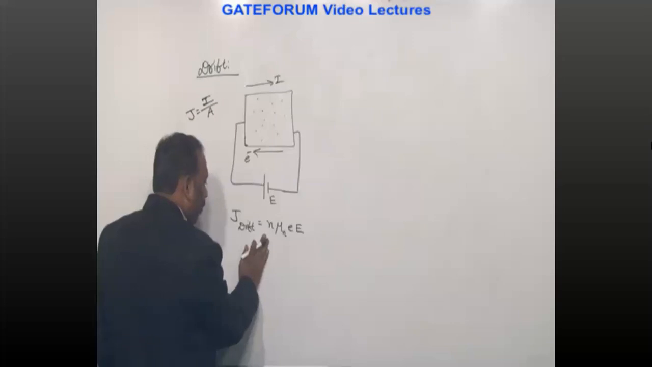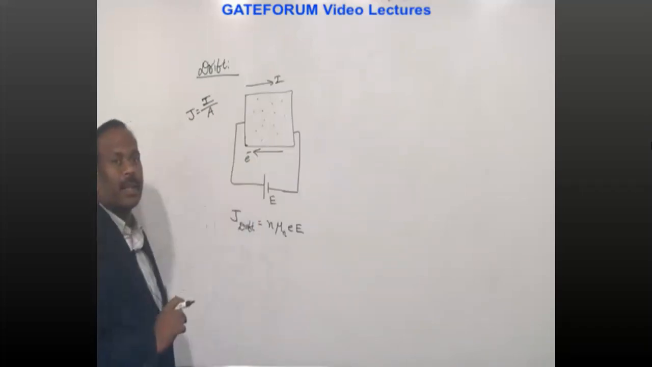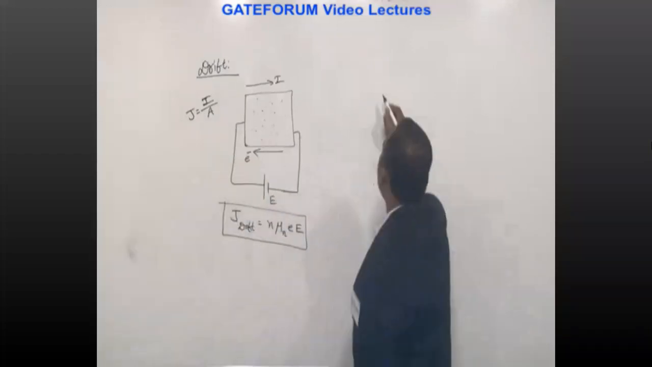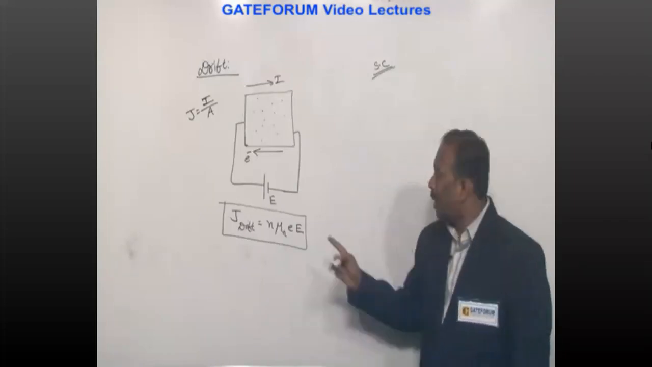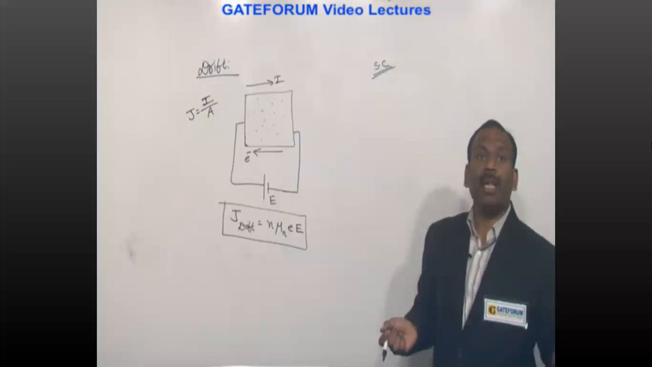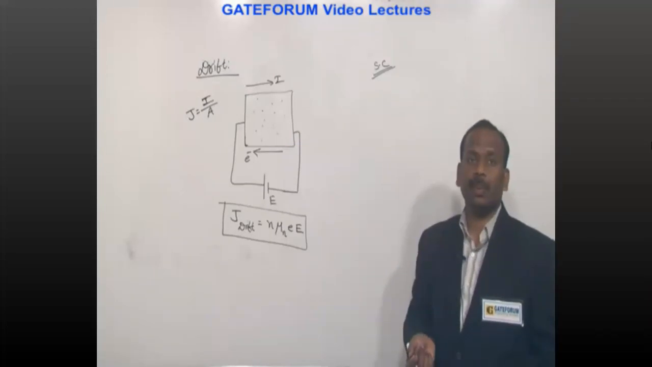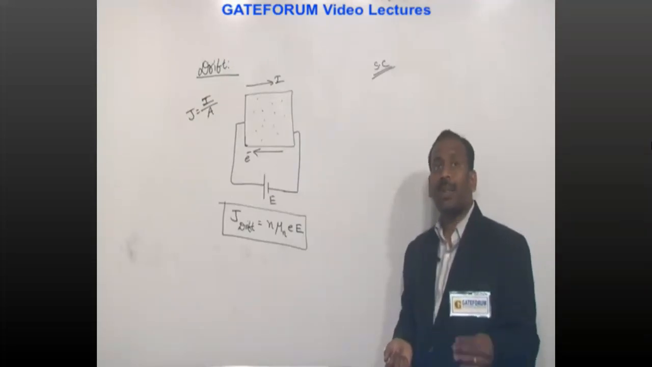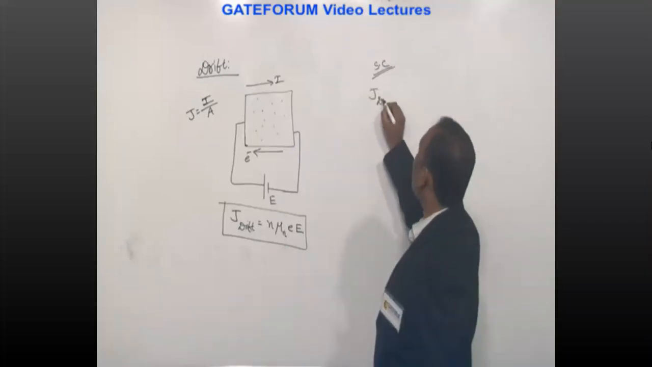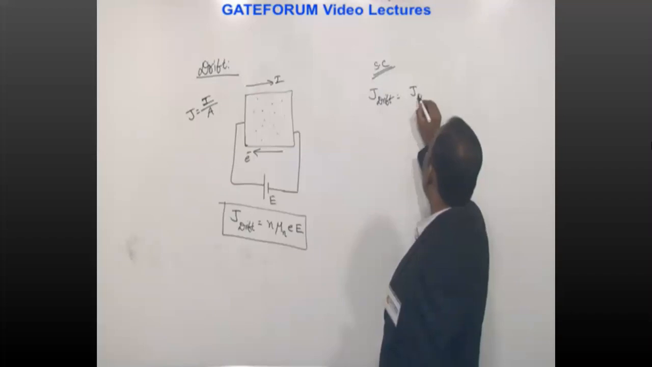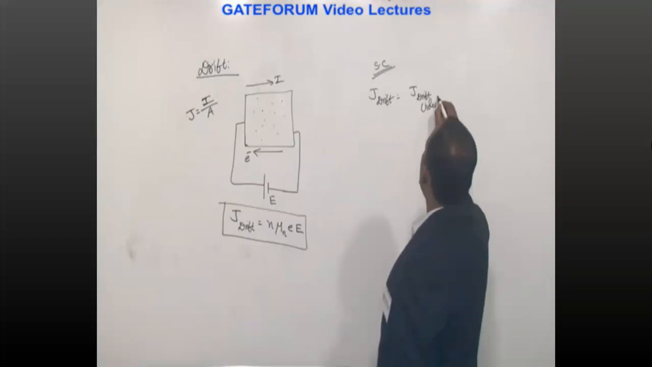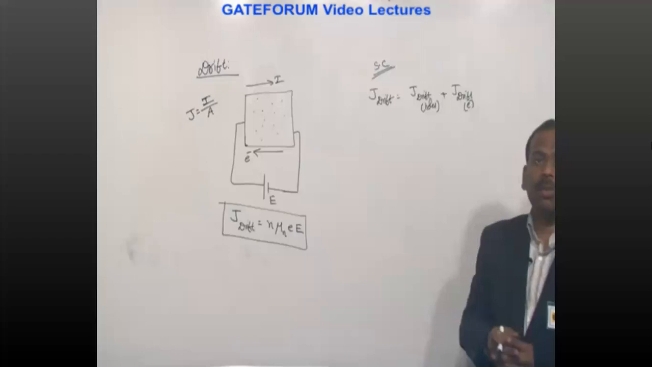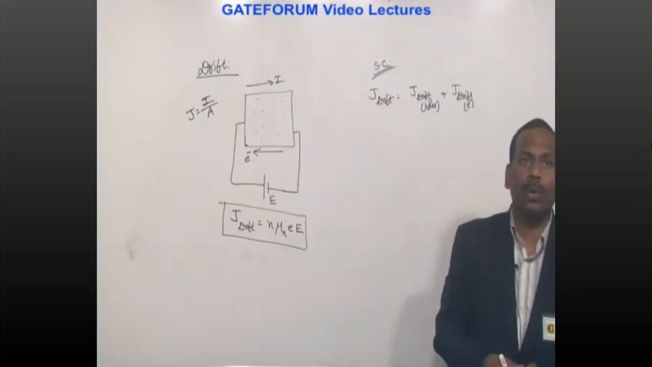Now, this formula is for conductors. What about semiconductors? The same phenomenon exists. Electrons will be there, but at the same time, holes also will be there. For a semiconductor, total current equals electron current plus hole current. Therefore, J drift equals J drift due to holes plus J drift due to electrons.